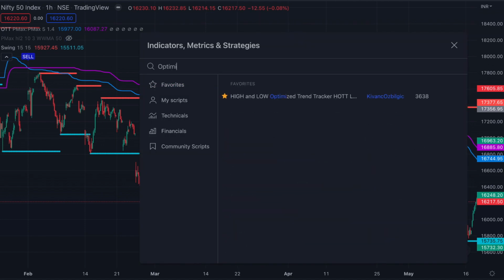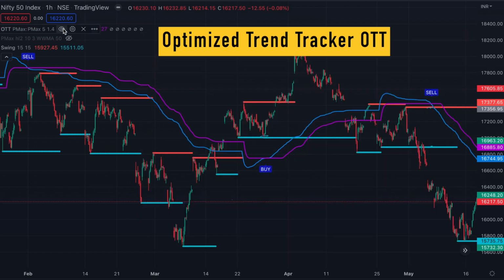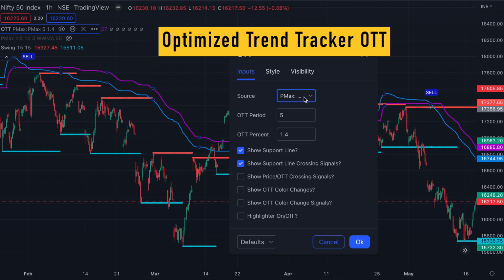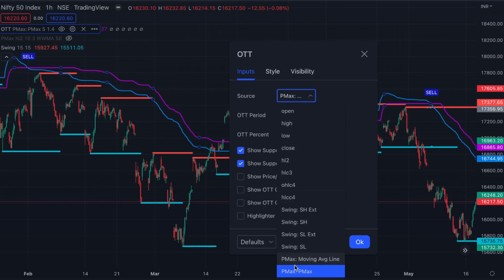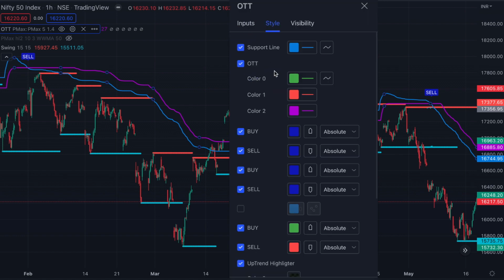Next, you look for the optimized trend tracker, this one right here. Now this is a tricky part. In the source settings, you have to change the input value to Pmax: Pmax. If you don't do this, the whole strategy will be completely different, not according to what I've shown you just now. OTT period is 5, OTT percent is 1.4, show support line is checked, show support line crossing signal is also checked. Style, you can do whatever you want. These colors work for me.